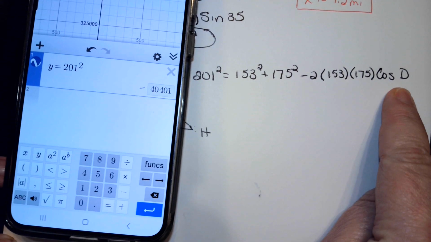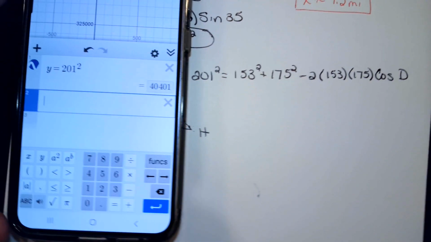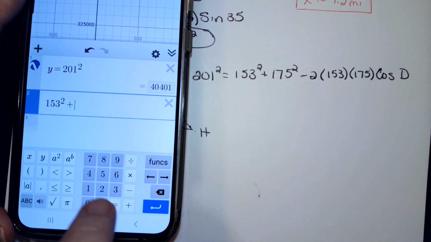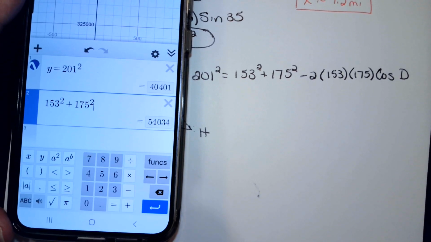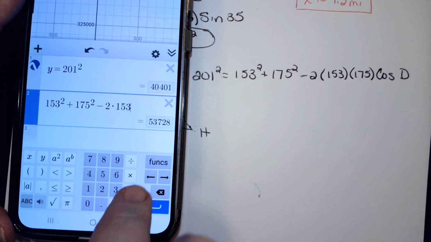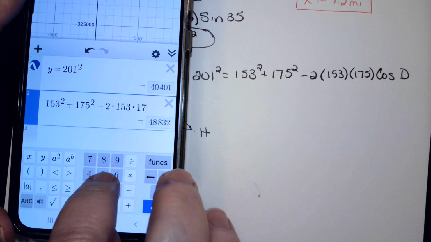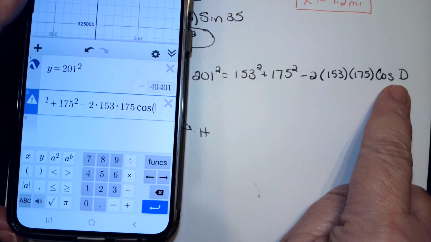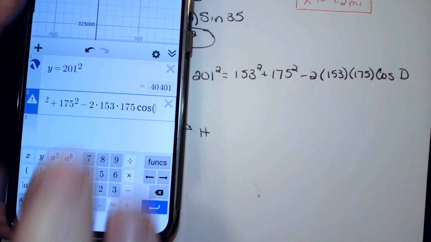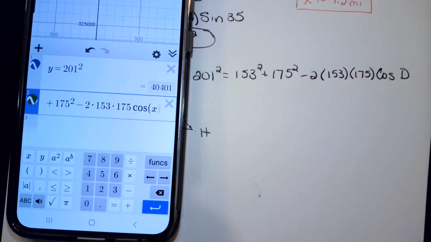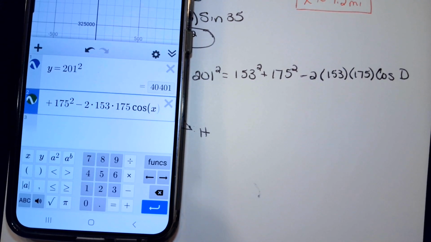All right, now let's put in the right side. Okay. All right, so we've got 153 squared plus 175 squared minus 2 times 153 times 175 times the cosine, and remember we can't use d, we'll have to use x, cosine of x. So put that in Desmos real quick.